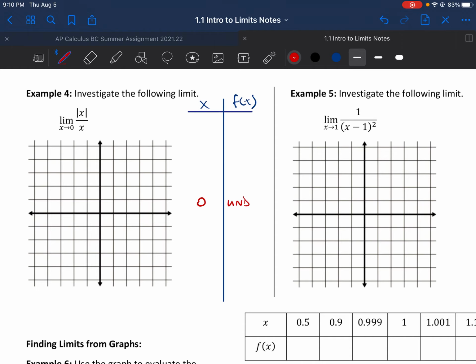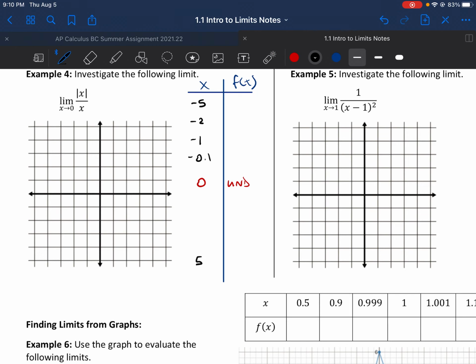So let's think about what's happening as we get closer and closer to 0. On the left side of 0, let's start looking at things like -5, -2, -1, -0.1. So notice that we're approaching 0 from the left. And let's do the same thing from the right side. Let's look at +5, +2, +1, +0.1. So the x values are approaching 0 from the right side. We're closing in on 0 from the left, closing in on 0 from the right for the x values.